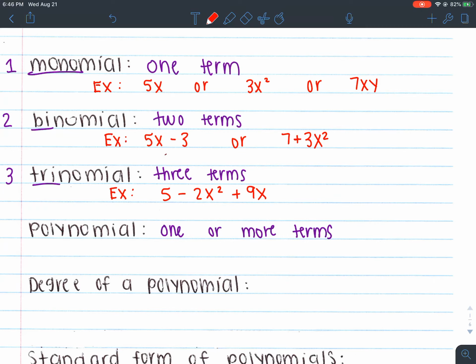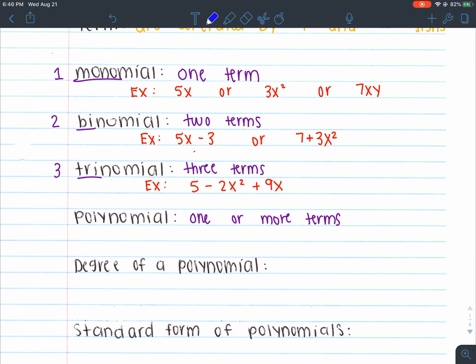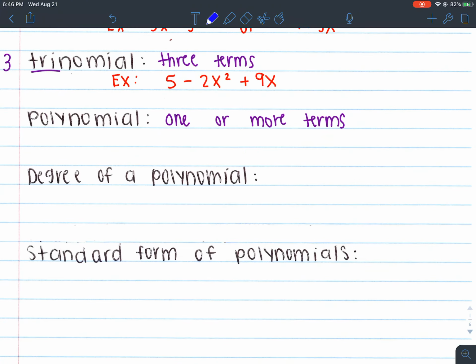So I'm not going to really give an example of that just because all the previous ones were examples. And then you could have something that's 7 terms long, and that's also a polynomial. So 1 to 7, 1 to 1 billion, right? So as many terms as it is a polynomial.